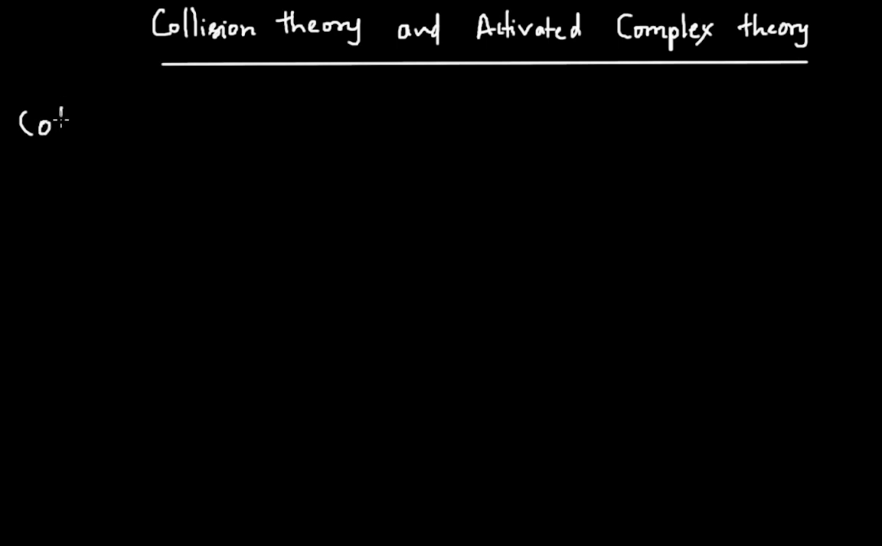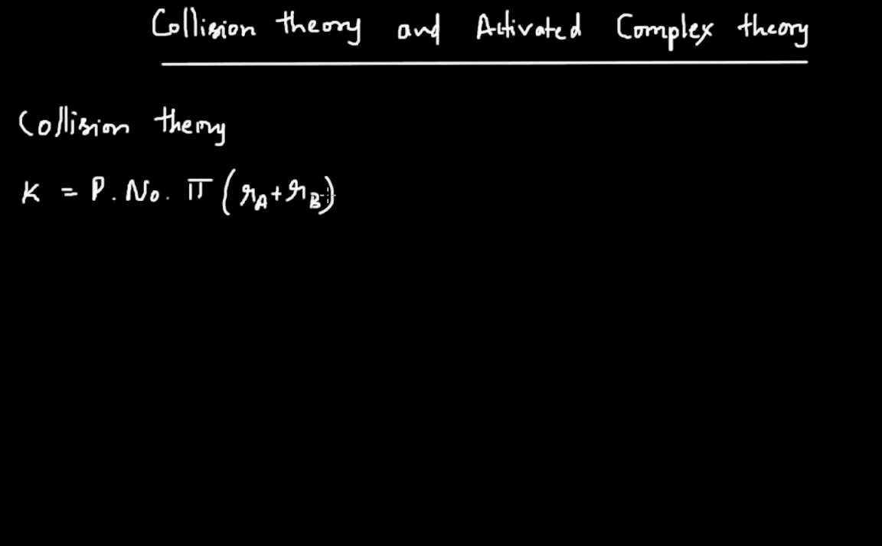Let us see, what did we study in collision theory? k is equal to e into N naught pi (rA plus rB) whole square, into the root term. Collision theory, this is the expression that we arrived at, if you remember.